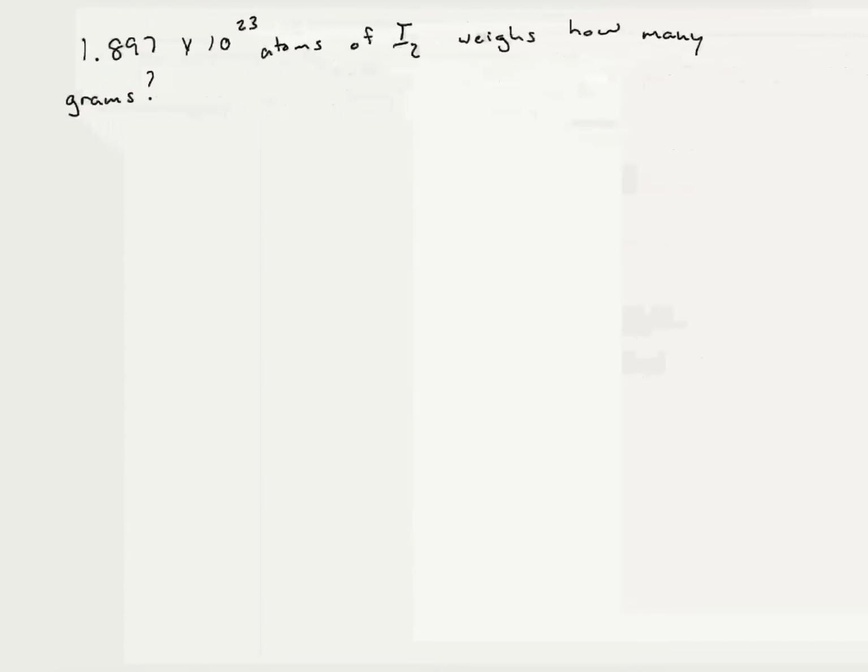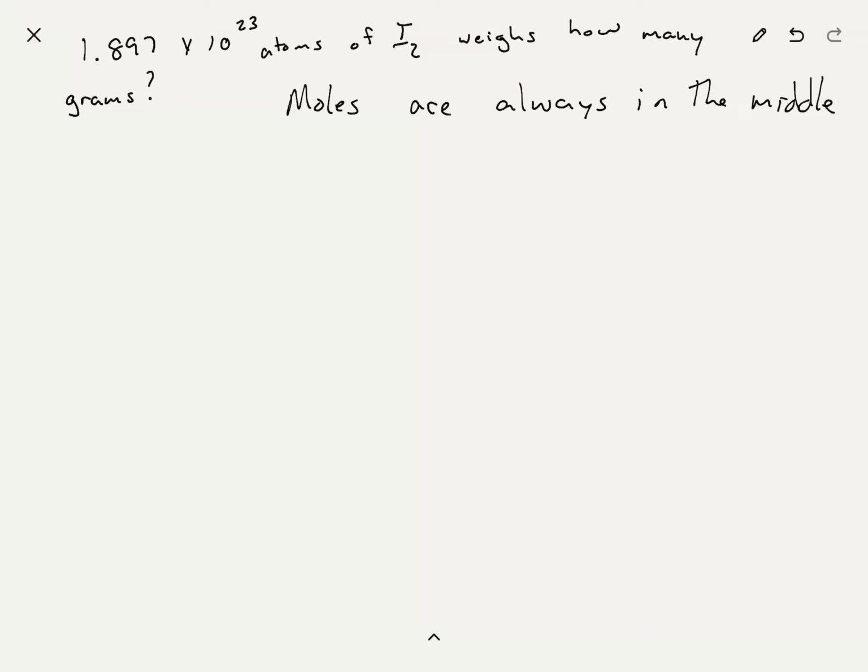So now I'm going to do a question on going from atoms to grams. So like I said before, moles are always in the middle. That's important. If you're doing a multi-step conversion in this case, the moles is going to be in the middle.